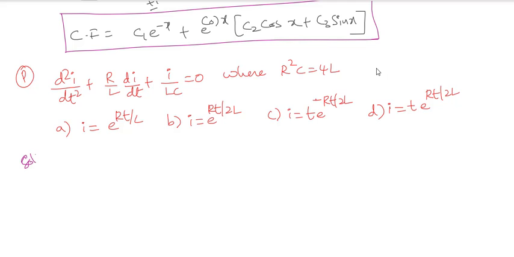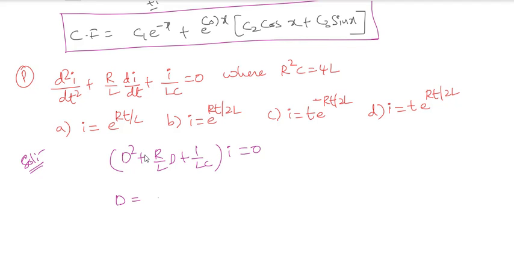Same thing, nothing more. So this I can represent as what? You can take it as D square plus r by l into D plus 1 by l into c into I is equal to 0. So get the roots for this. D is equal to what?